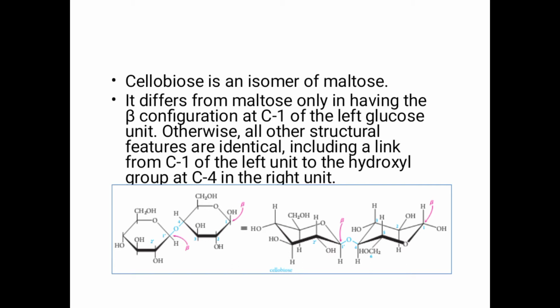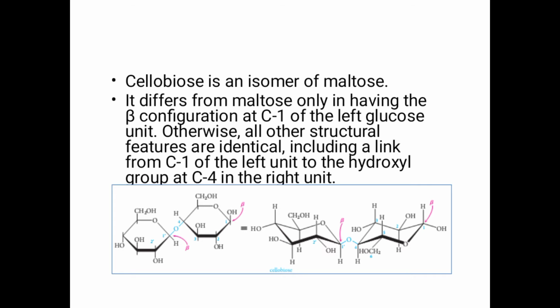So the only difference is the position of the hydroxyl group at C1, that is the anomeric carbon. Otherwise, all the structural features are identical, including a link from C1 of the left unit to the hydroxyl group at C4 in the right hand unit. If you see the diagram, you will be very clear on the difference between maltose and cellobiose. Both contain glucose as the monosaccharide, but one consists of alpha D-glucose and the second consists of beta D-glucose.